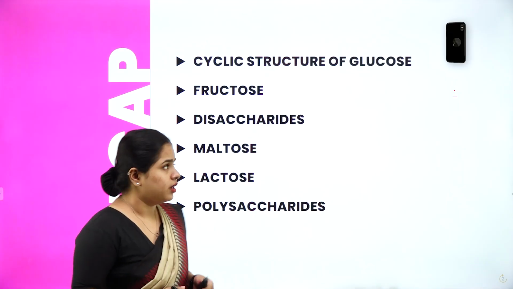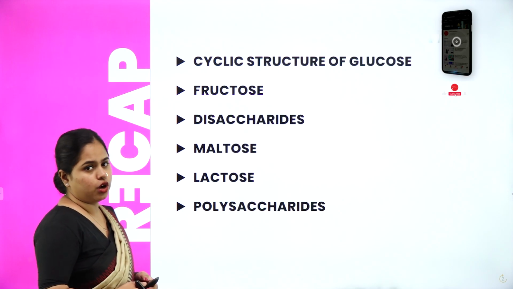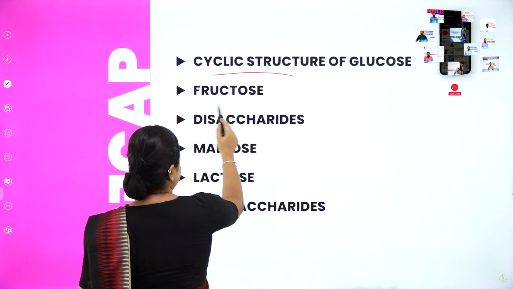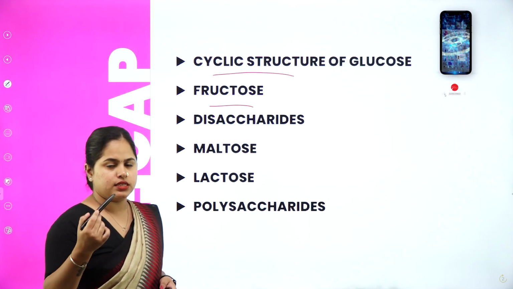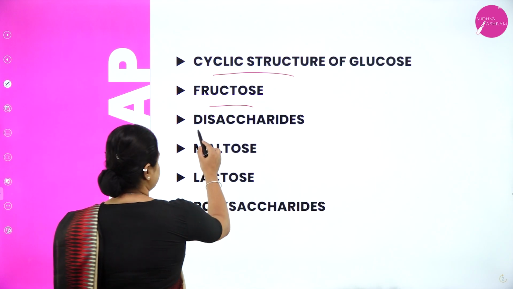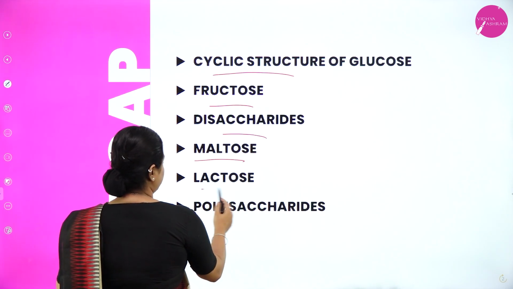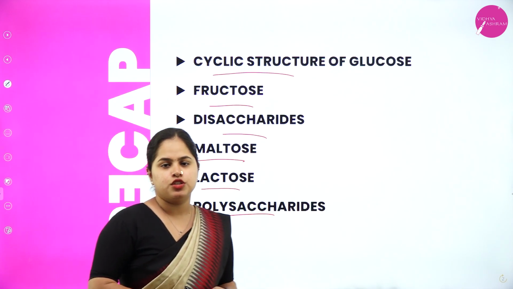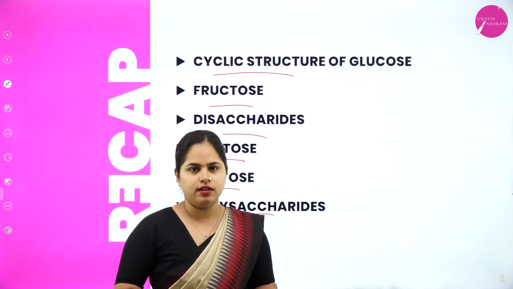So in the last session we completed the discussion of glucose, right? So we discussed the cyclic structure of glucose, then we studied about fructose, its cyclic structure as well as Haworth structure. Then we moved on to disaccharides and we discussed about maltose, lactose, and we started off with polysaccharides. So we have discussed starch in the last session.